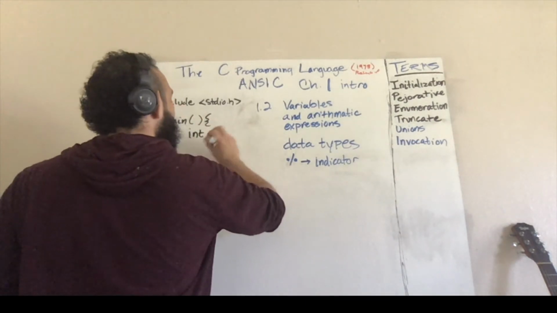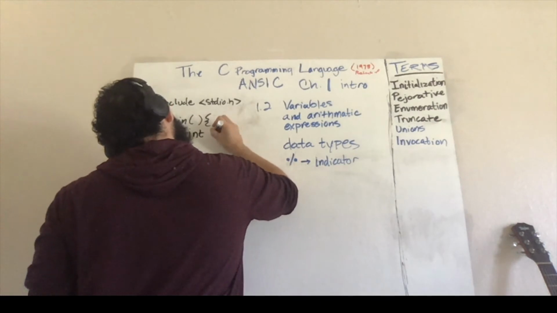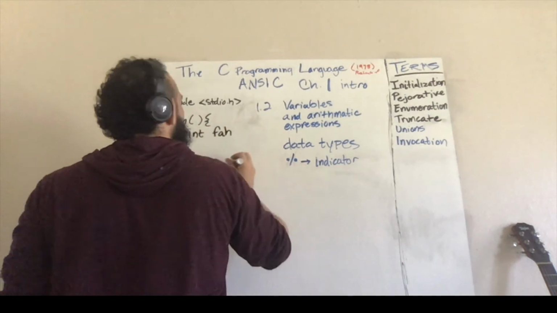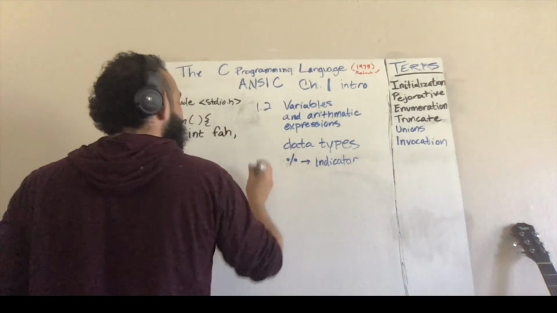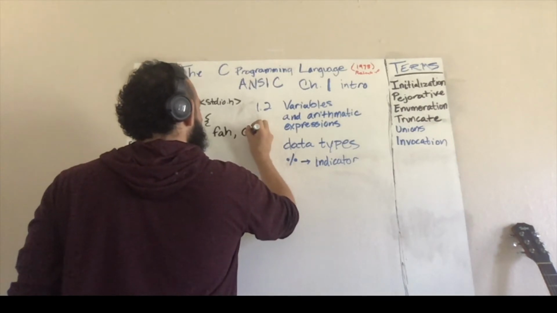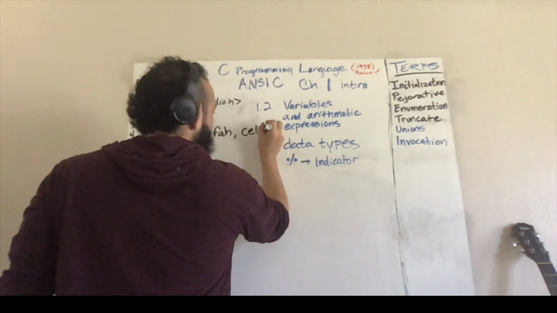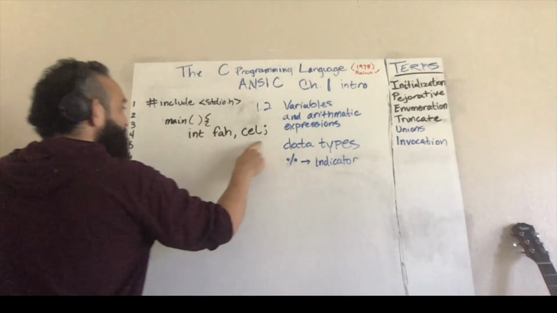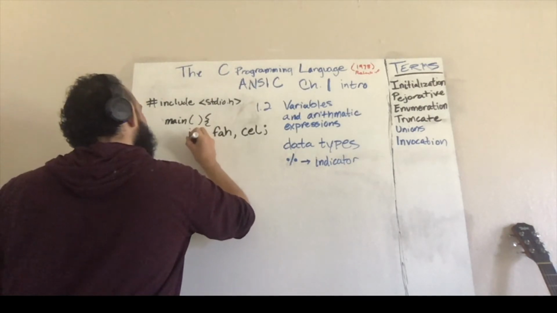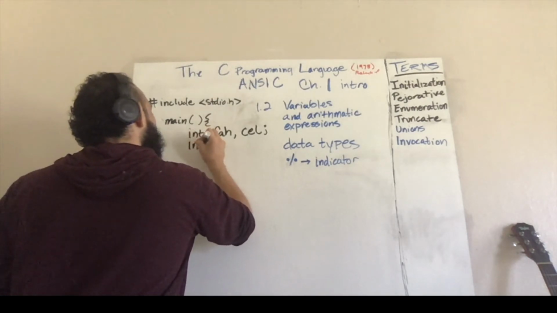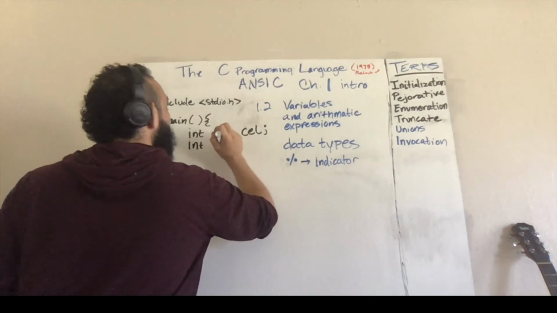The first one is going to be called Fahrenheit, or Fa, and then comma. The second one is going to be Celsius. Okay, end statement. Now, next line, we're going to create 3 more integers, or 3 more variables that are integers.